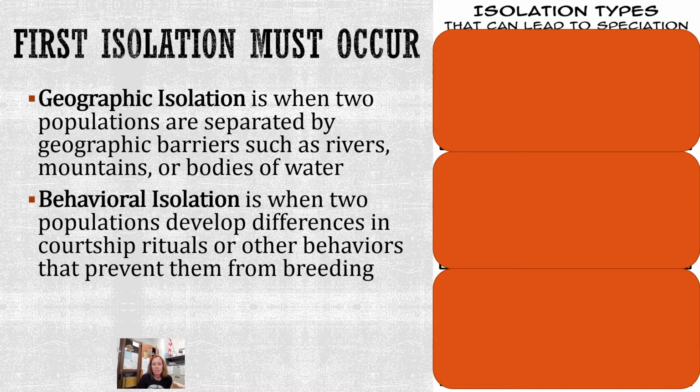Another type of isolation is behavioral isolation. This is when two populations live in the same area, but they've developed different courtship rituals, so different ways to attract a mate. So this also goes along with non-random mating. They're not mating randomly with each other, right? They're choosing somebody, but they're choosing different things. And because those courtship rituals or those behaviors are different, it prevents them from breeding.